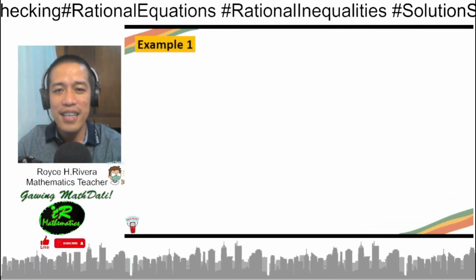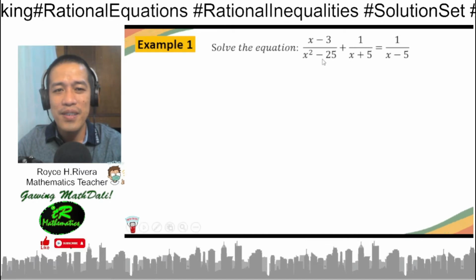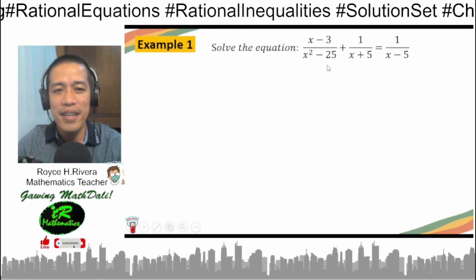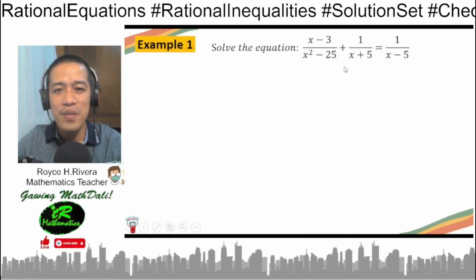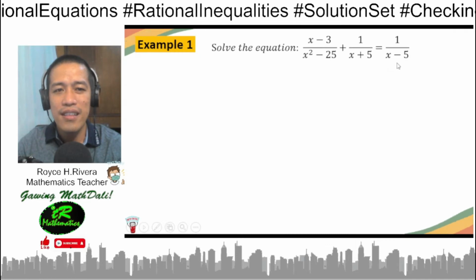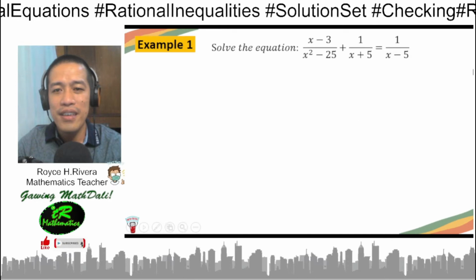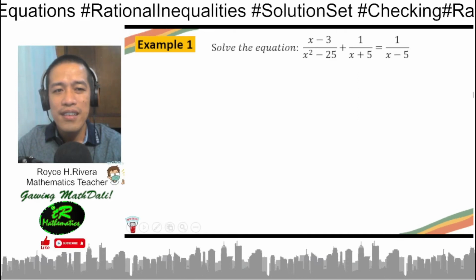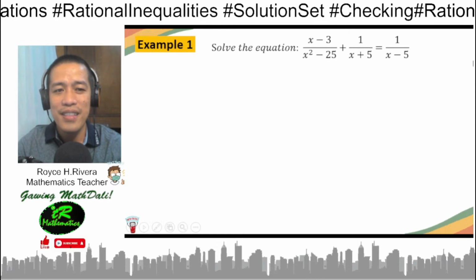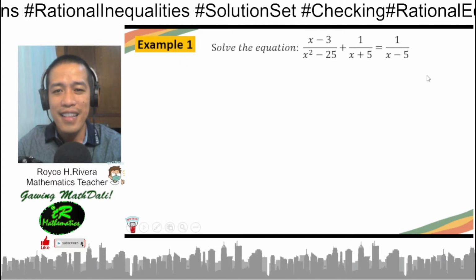Diretso na tayo sa example number 1. Let us solve the equation x minus 3 all over x squared minus 25 plus 1 over x plus 5 equals 1 over x minus 5. We will solve for the possible values of x that will satisfy the equation. Gawin na natin.